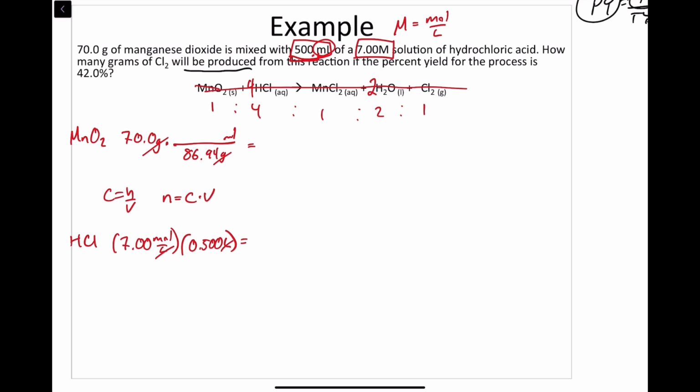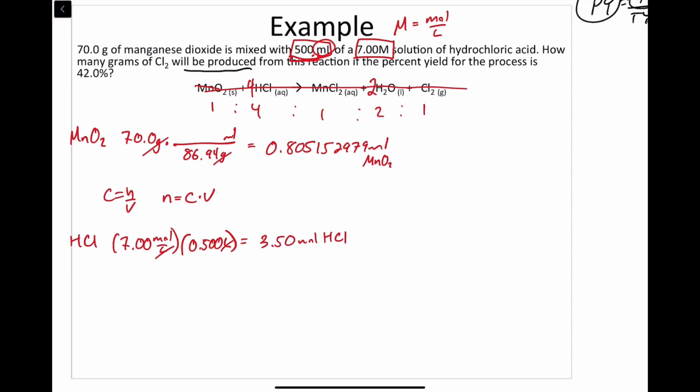So let's do this calculation. What we have up here is 0.805 to 0.152979 mole, and that's going to be of MnO2. I like to keep my units and my species kind of in the mix so I don't get confused with all these numbers. And then when we look at this one, we'll have 3.50 mole of HCl.